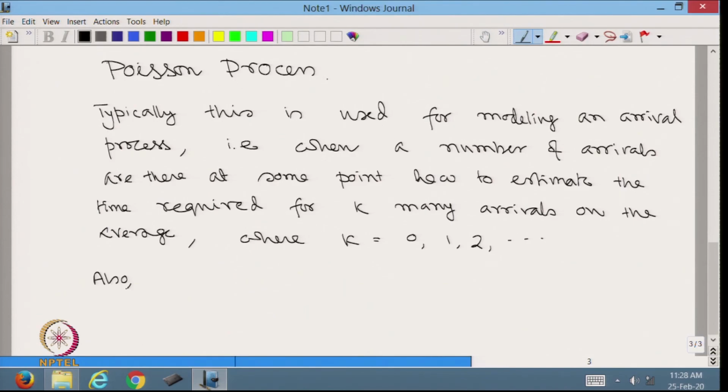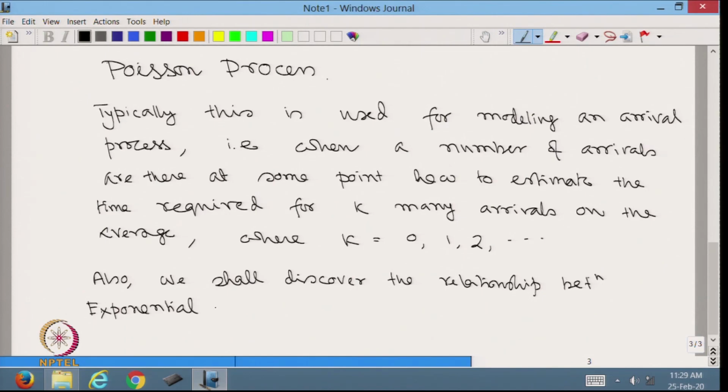Also, we shall discover the relationship between the exponential distribution or gamma distribution in a more generalized way and the Poisson distribution.